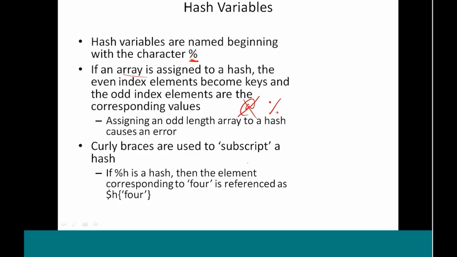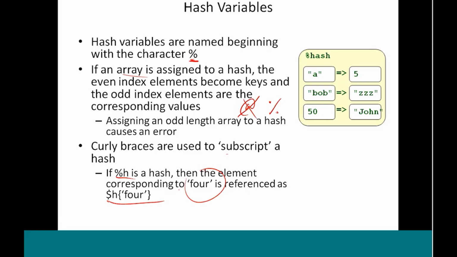And then the curly braces are used to subscript the hash. So if %h is a hash, then the element corresponding to 4 you can access as $h{4}. So there's an example here.